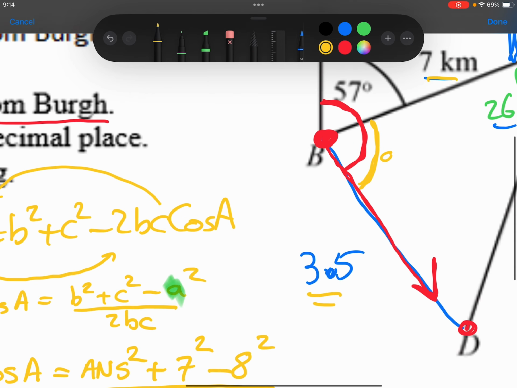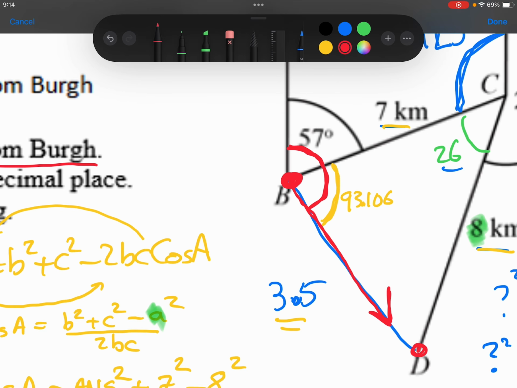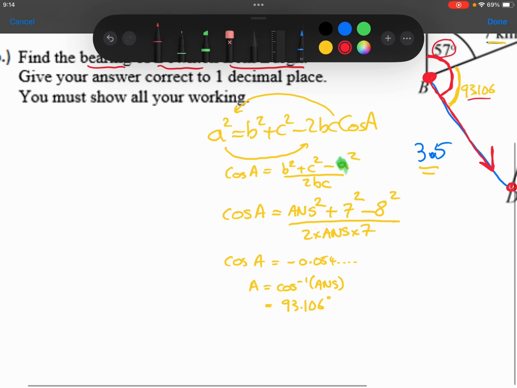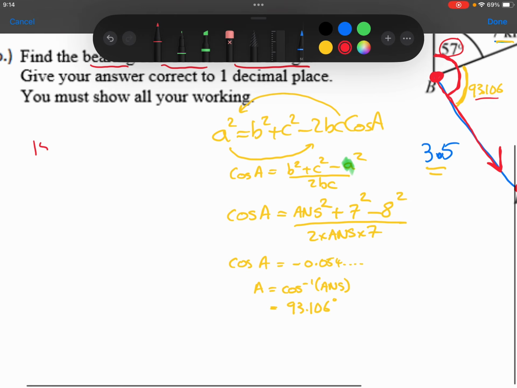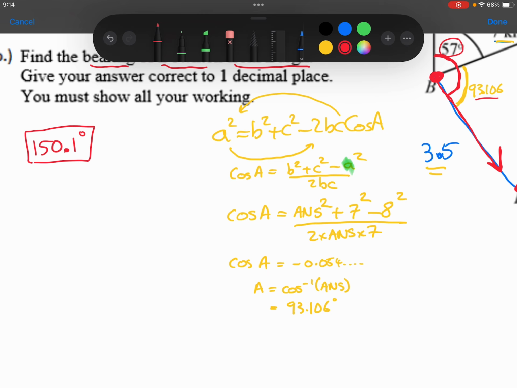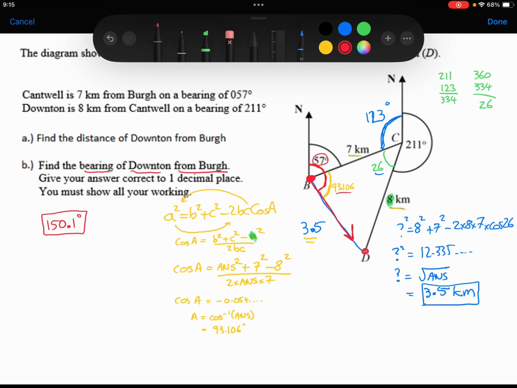So this is 93.106 degrees. So therefore the whole bearing is the 57 plus that. So add 57 to my answer. And so the bearing is 150.1 to 1 decimal place. And that's my answer to part B. That's the bearing of Downton from Burr.